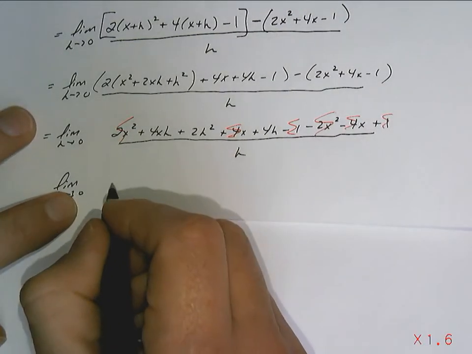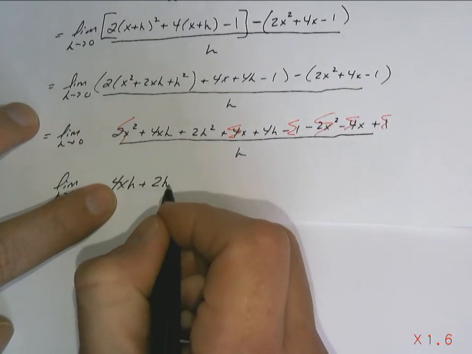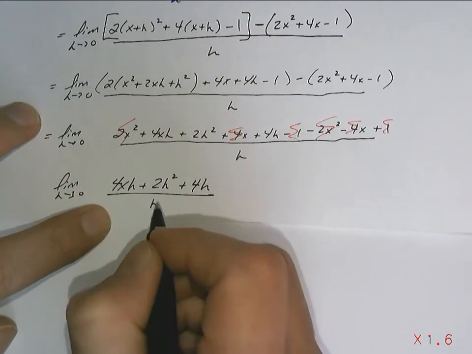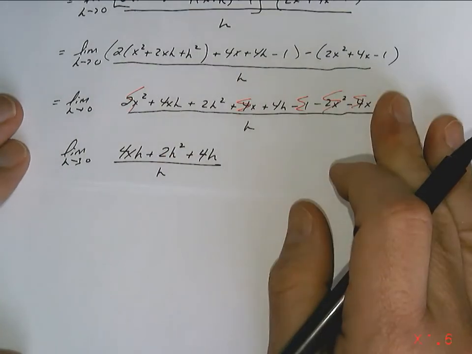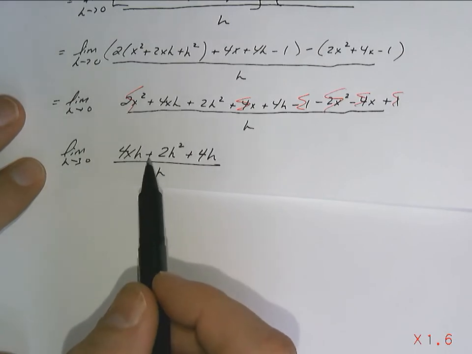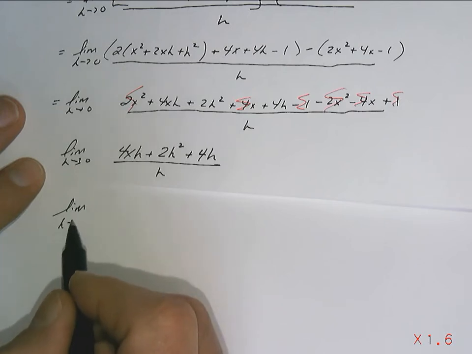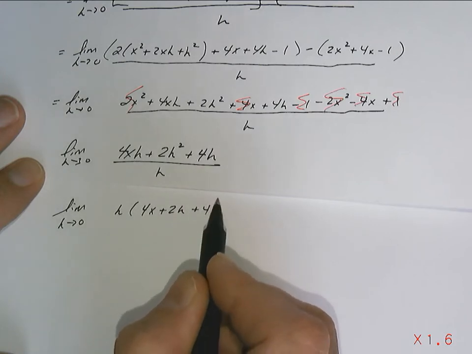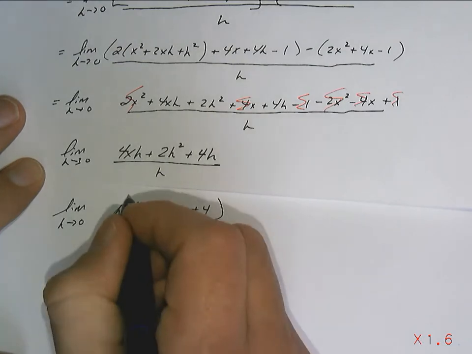So I'm going to be left with 4xh plus 2h squared plus 4h over top of h. Notice if I allow h to approach 0, I still get 0 over 0. So I still have some work to do. How do you want to do this? Well, I think I can common factor an h out of the top, and it will reduce with the h on the bottom. So limit as h approaches 0, take the h out: 4x plus 2h plus 4 over top of h. These h's will reduce, getting rid of the 0 term.